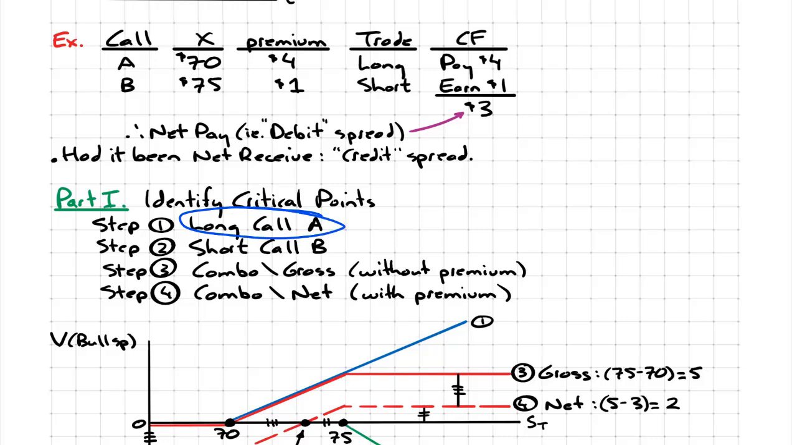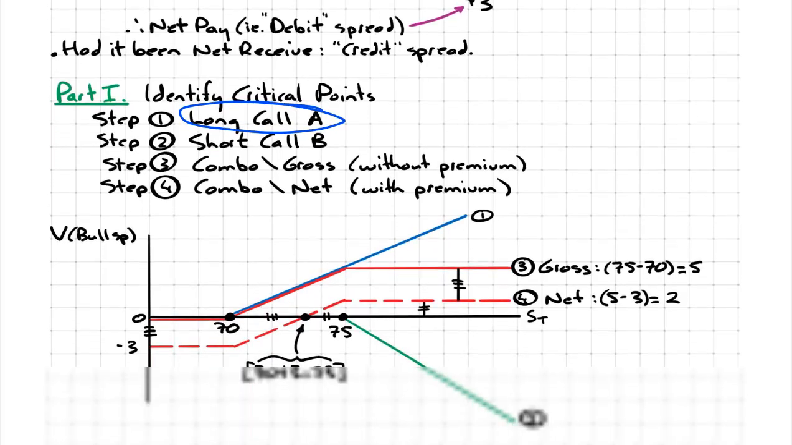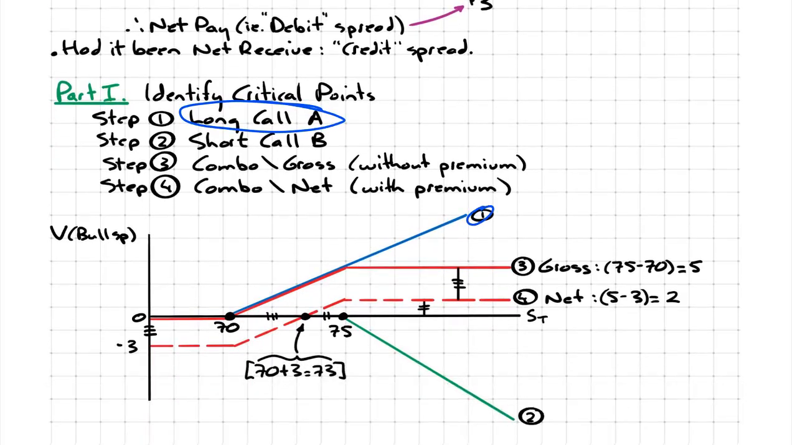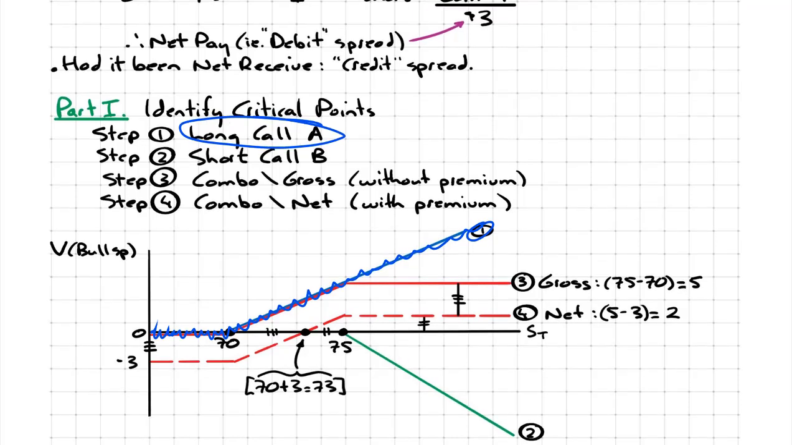Let's start off with the long position in call A. That's represented by line 1 here. And if I could just retrace it, it would be this one that I'm squiggling, right? So why is it like that? Well, first of all, that squiggly line is the profile for a long call position. And the 70 is its strike price. So at any price above 70, you're making money.